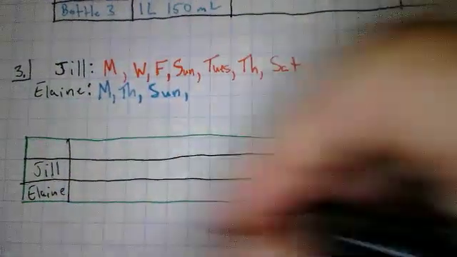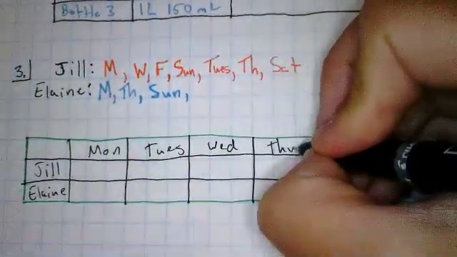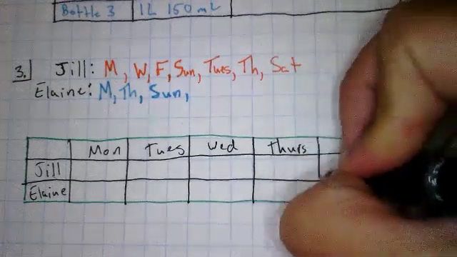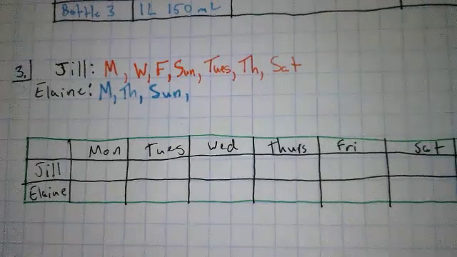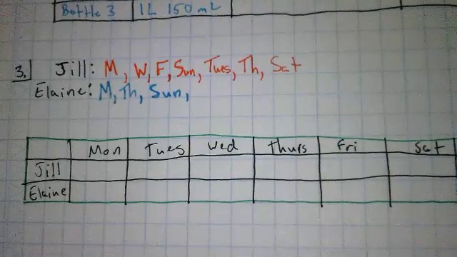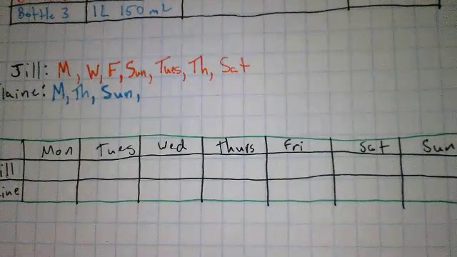So we have Jill and Elaine. We have Monday, Tuesday, Wednesday, Thursday, Friday, Saturday, Sunday. I made my thing too big, okay? Oh, sorry, it's all blurry again. Okay?